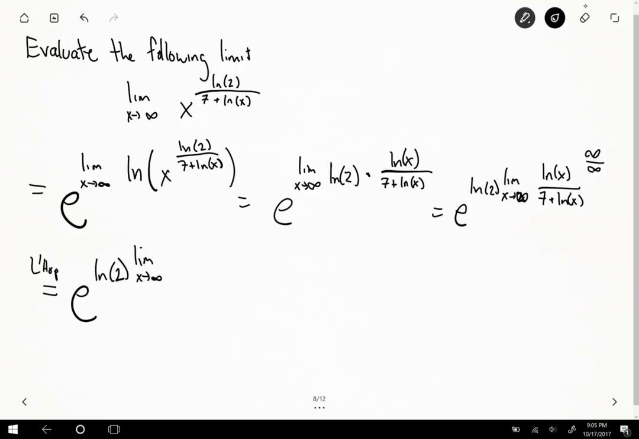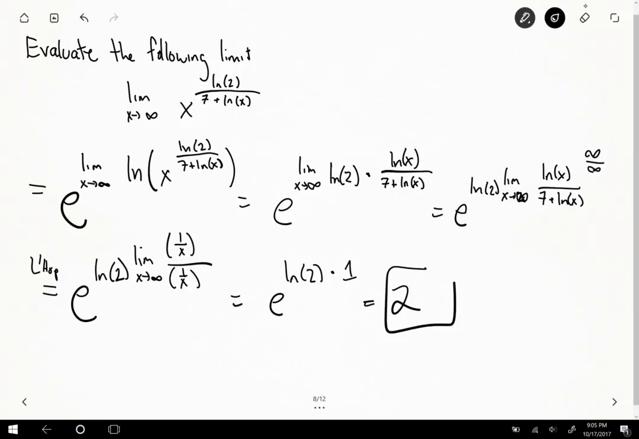The limit as x approaches infinity, the derivative of the numerator is just 1 over x. The derivative of the denominator is 0 plus 1 over x. So when we take that limit, you get e to the natural log of 2 times 1. And e to the natural log of 2, we already discussed how these two things cancel each other out, and you're left with a good old answer of 2. Hopefully that makes sense on that problem. And so we're good to go there.